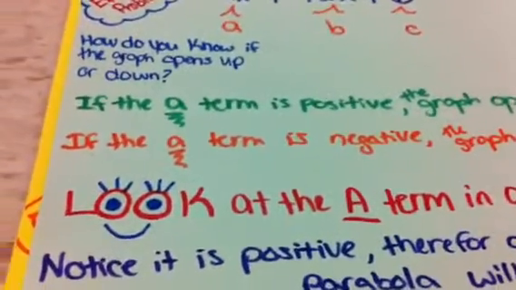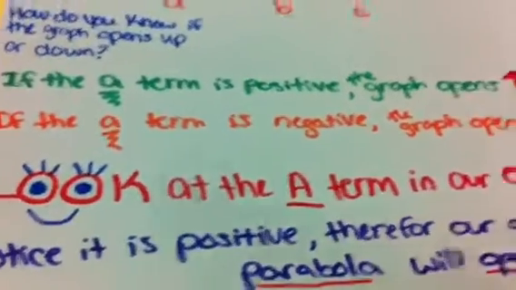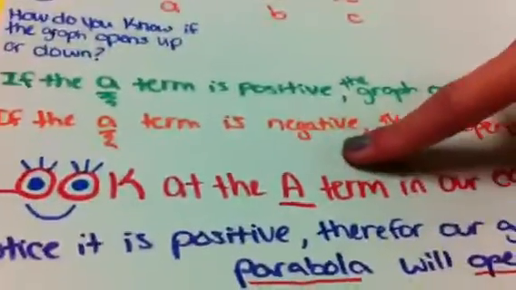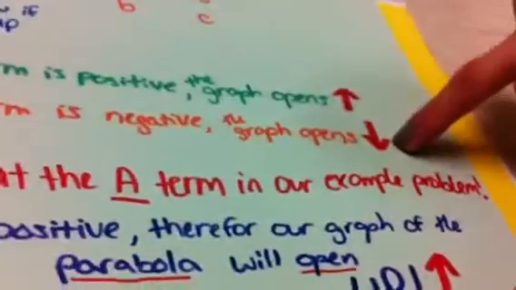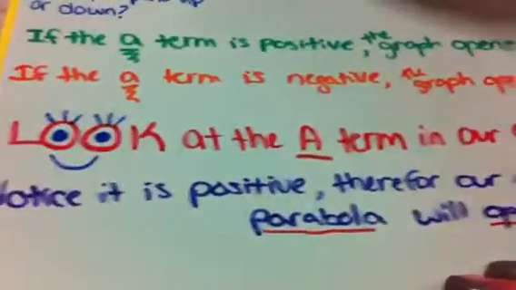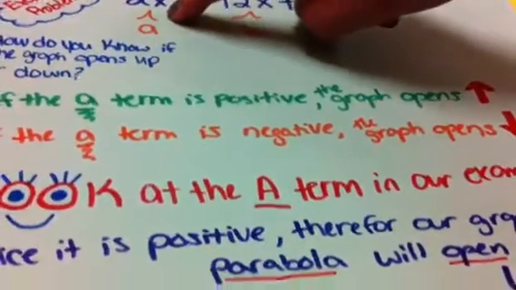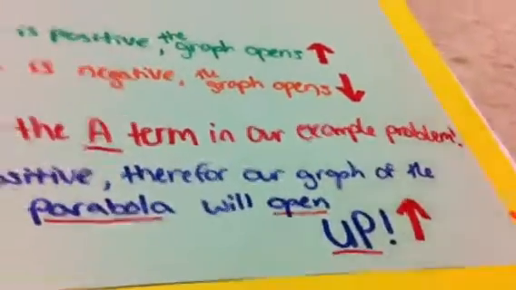So how do you know if the graph will open up or down? If the A term is positive, the graph will open up. If the A term is negative, the graph will open down. So look at the A term in our example problem. Notice it is positive, therefore our graph of the parabola will open up.